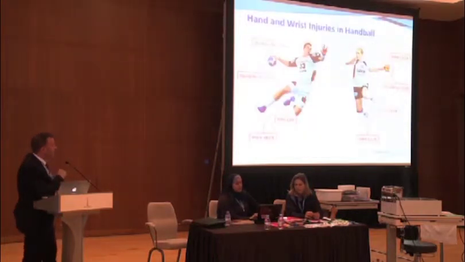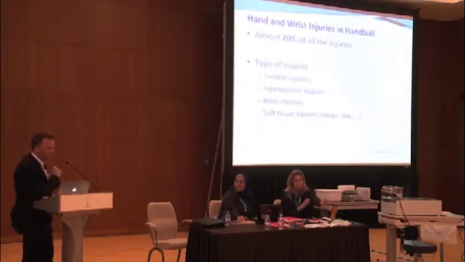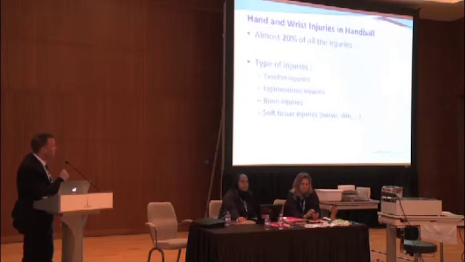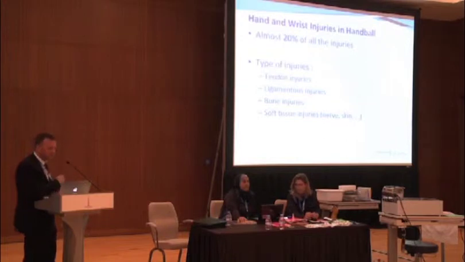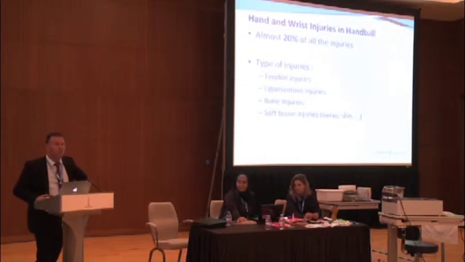We know that hand and wrist injuries in acute injuries are about 20% of all the lesions. And the types of lesion are tendon injuries, ligament injuries, fractures, and sometimes a combination of soft tissue injuries and joint injuries. So we will start with the hand injuries.